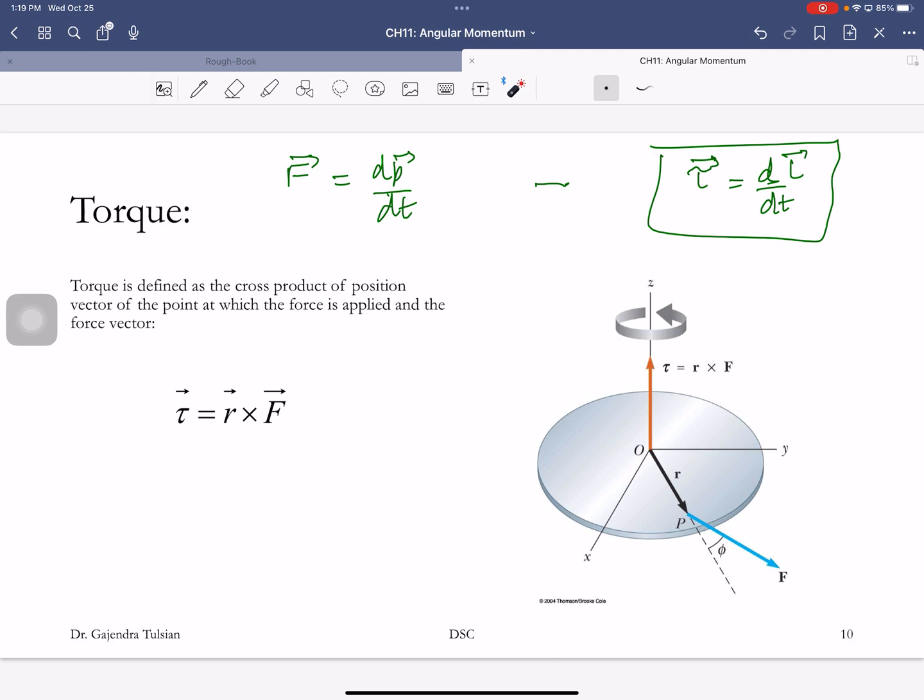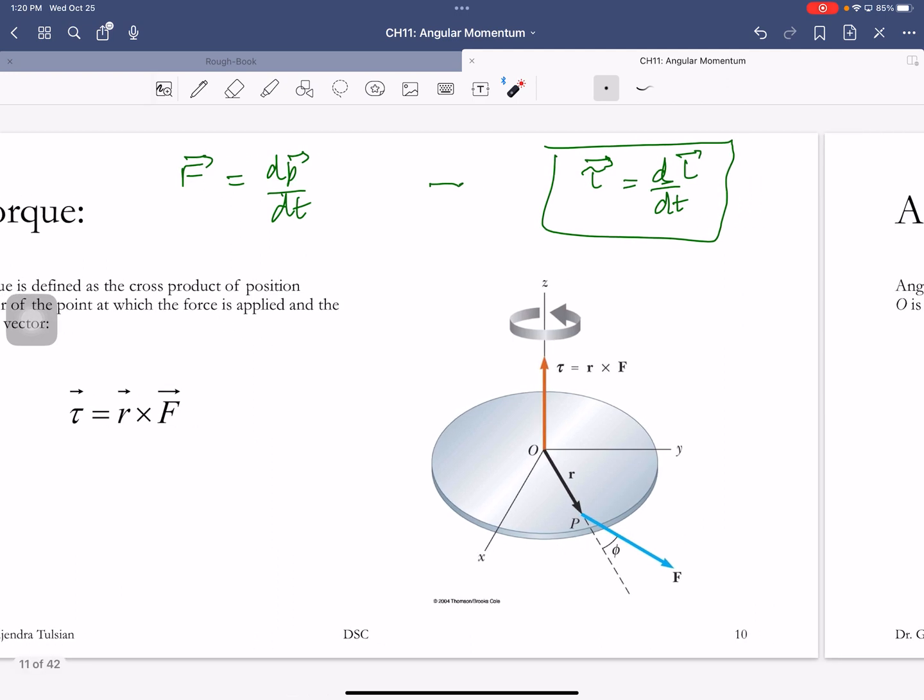Where R is the vector pointing from the axis of rotation, or the point about which you're calculating the torque, to the point of application of the force. Okay, and this force, if this object can rotate about that axis, will give the object a counterclockwise rotation.